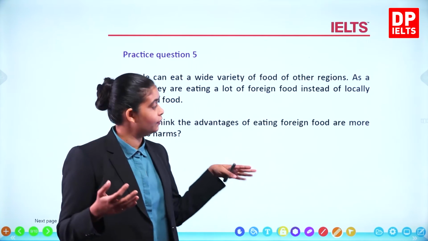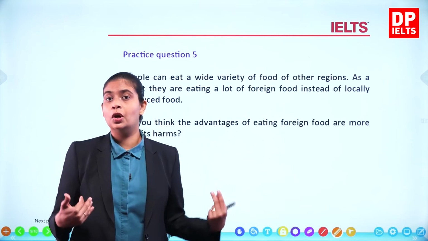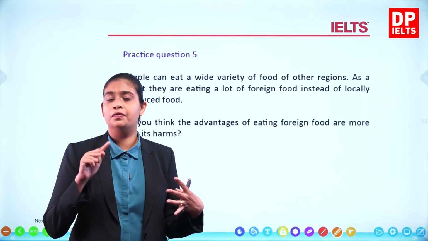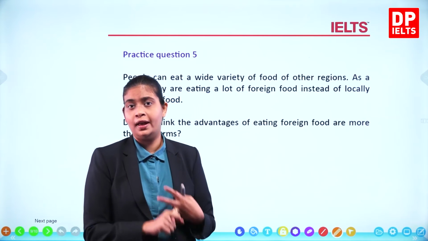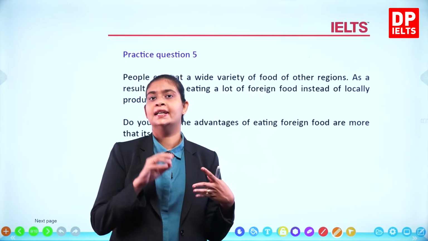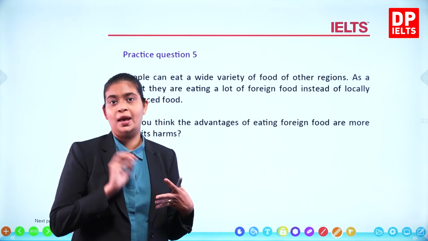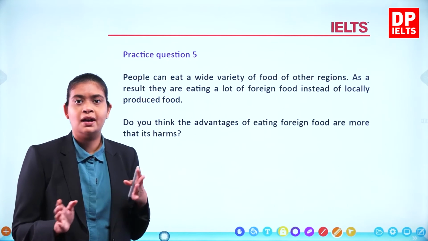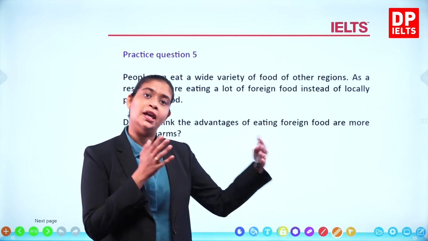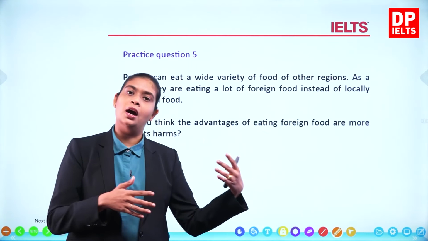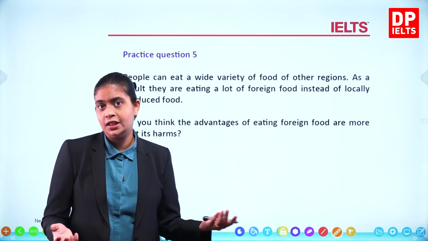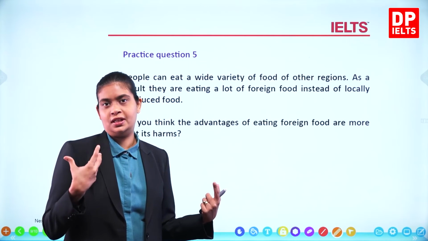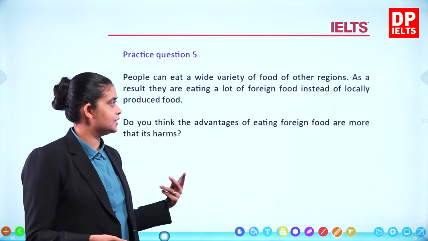Okay, so think about the positives. Locally grown, produced food is much fresher, okay? You could find organic food, which is healthier and has fewer chemicals in it. However, the variety might be limited. If you take foreign food, you've got a lot of variety. You could then have a taste of different cultural foods, right?